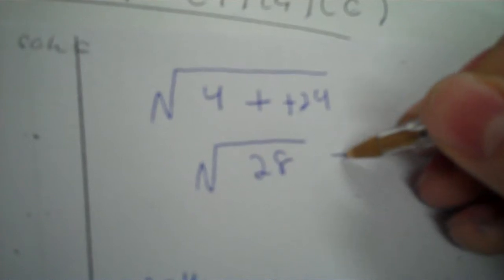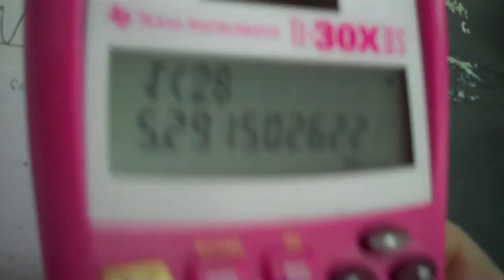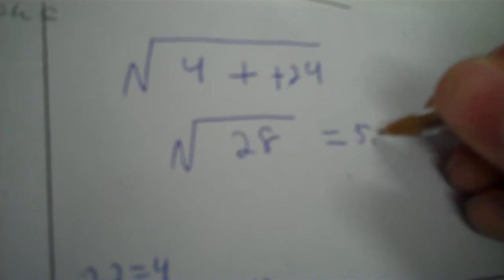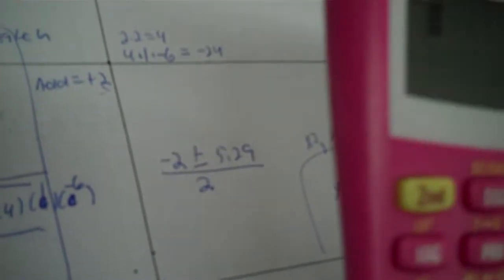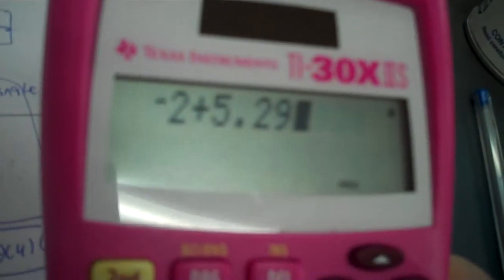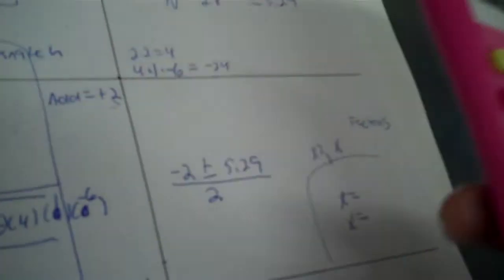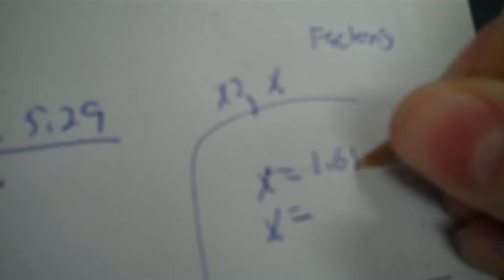Now you got to find the square root of that, okay? So you go second square root, and then 28. I got 5.29. So you put a 5.29 after it. Now here's how you find your answers. You got to do it on the calculator just like this. Negative 2 plus 5.29. Then click equals and then hit divided by 2. It's got to be done just like this. Divided by 2. 1.645, you can round it to 1.65.